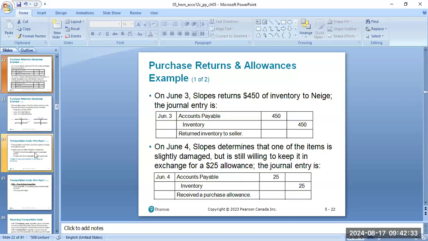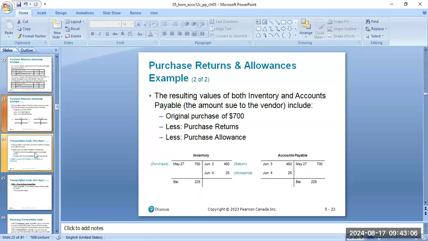Don't send me $350, send me $250 minus $25, which I give you as a purchase allowance for the slightly damaged goods. So our journal entry will be, again, we're going to reduce the cost of our inventory and we're going to reduce the accounts payable. That will be debit accounts payable and credit inventory for the $25 for purchase allowance.